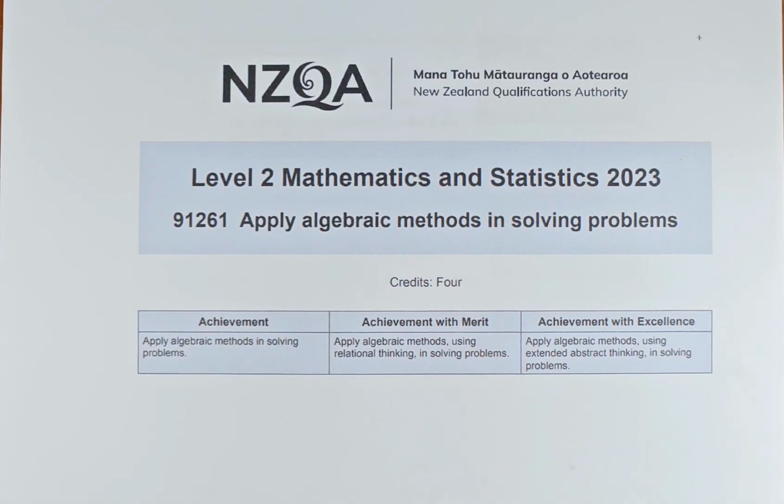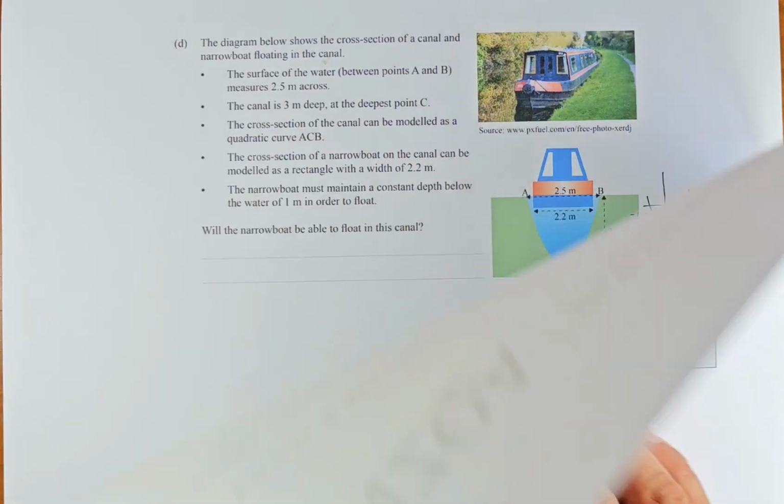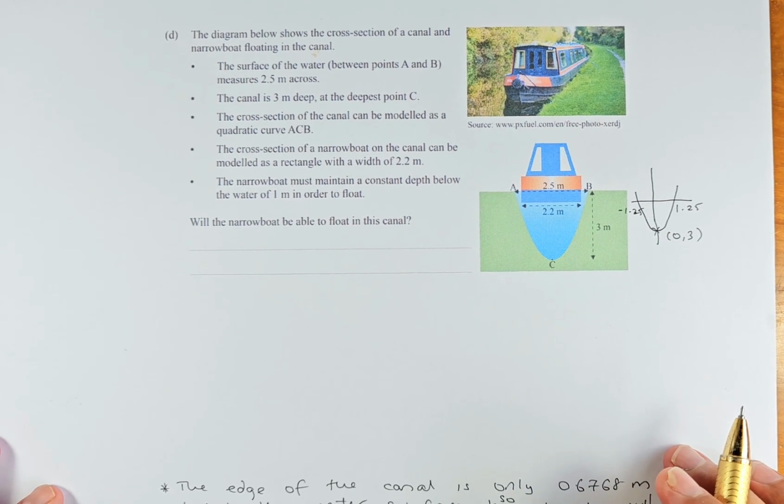Good day! In this video, we are going to do the 2023 NCEA Level 2 Apply Algebraic Method in Solving Problem question number 3D. This is an excellent question and we're going to do it very slowly. So without further ado, let's try to solve this problem. Okay, so the question sounds like this. I ran out of space, so I'm going to bring it up all the way.